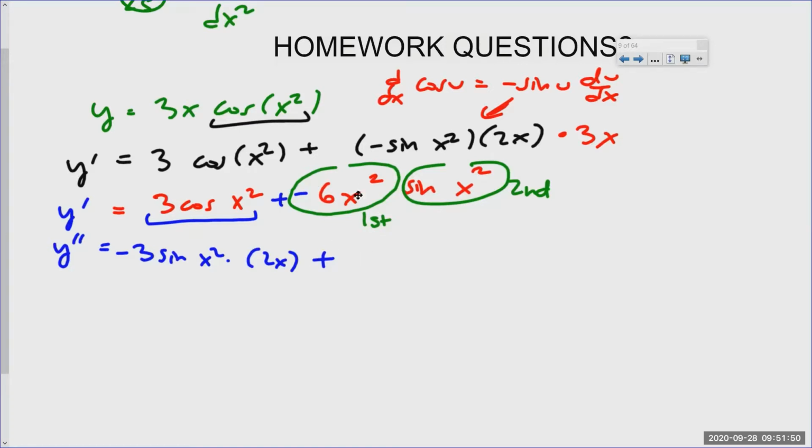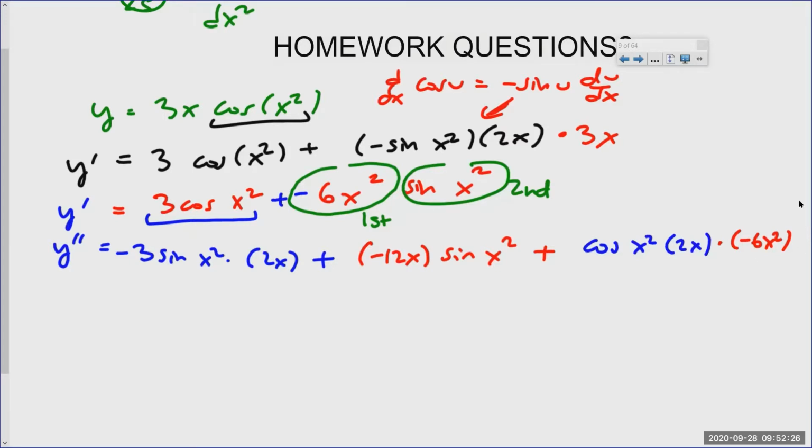Okay, we're going to add what? This is going to be product rule: the derivative of the first times the second, plus the derivative of the second, where the derivative of sine u is cosine u times du/dx, times the first. But the first was negative 6x squared. So let's see if I did this right: the derivative of the first times the second plus the derivative of the second times the first.